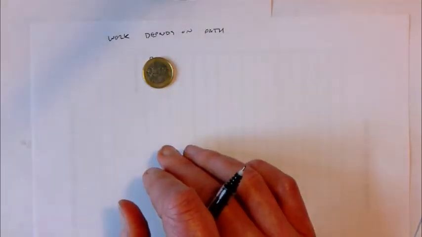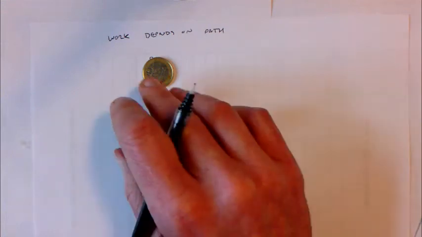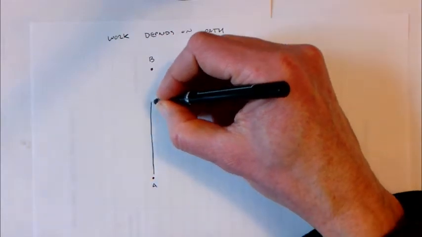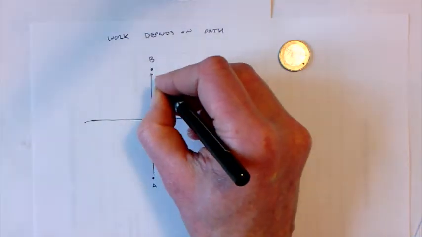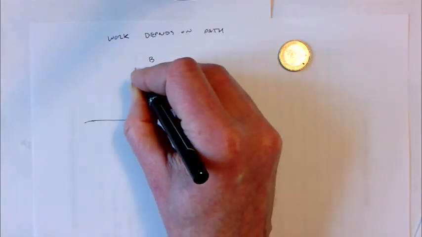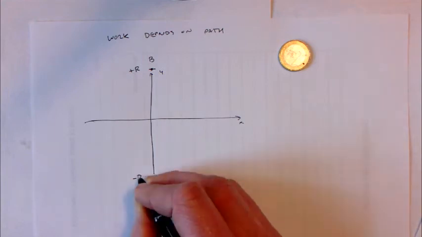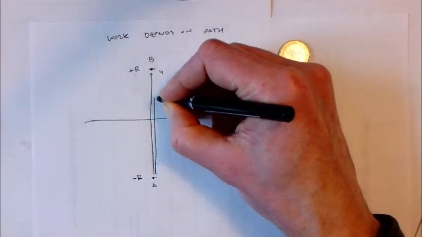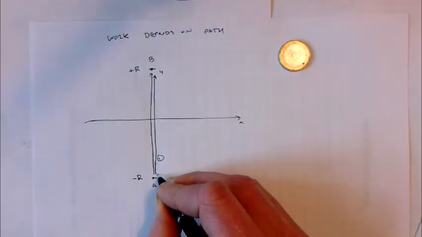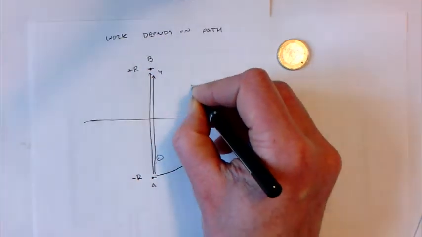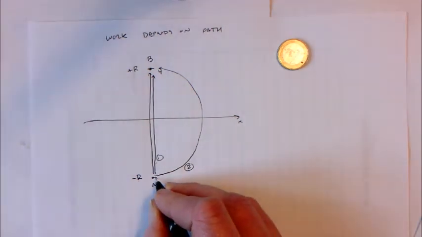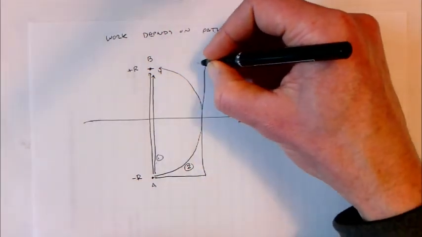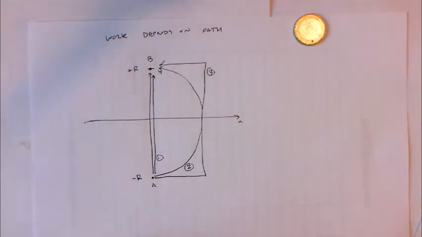I want to work through that example a little bit to illustrate how you can choose a path to do work. So let's think about those different cases. Let's say this is my coordinate system: that's the x-axis, that's the y-axis. Point B is at plus r, and point A is at minus r. One path I could take goes right along the y-axis. Let's call that path number one. A second path I could take is one where I start out at point A and follow a semicircle to get up to point B. That's path number two. I could also choose to move out here and then up and then over. That's path number three. I could do something else much more complicated if I wanted to, but I won't, for the sake of not making life too complex.